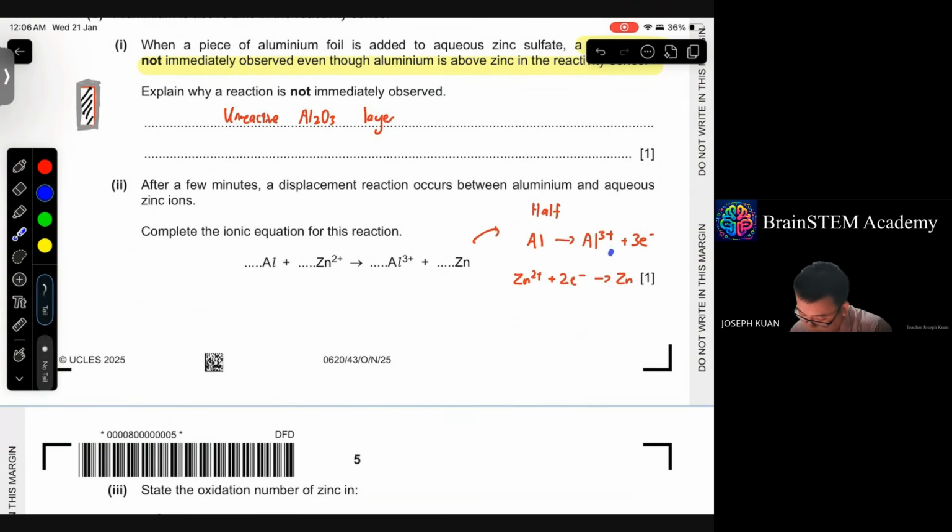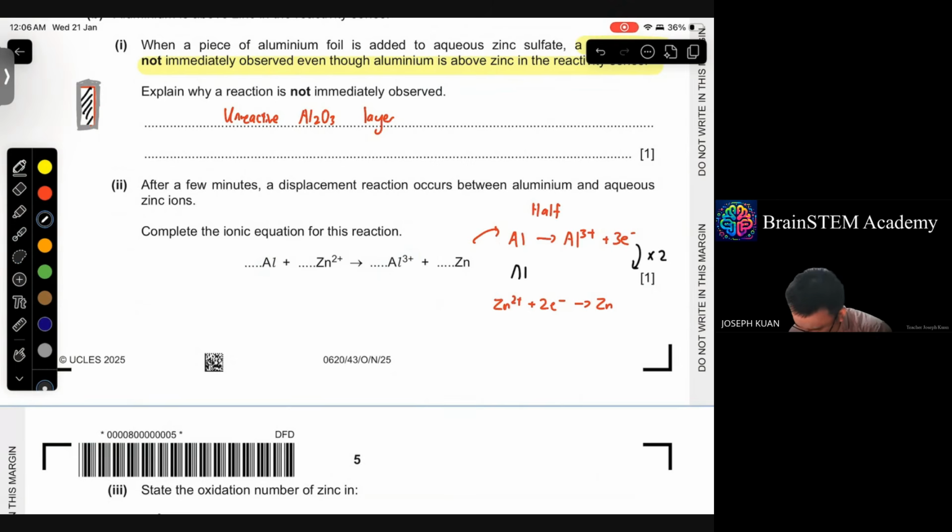How do I know about the electrons? I look at the charge, okay? So to form +3, it must lose 3 electrons. To turn +2 to neutral, it must gain 2 electrons. To combine half equations together, we have to make the number of electrons the same. So that is done by multiplying this equation by 2. So I get 2Al becoming 2Al3+ plus 6e. And this one is times 3, I get 3Zn2+ plus 6e becoming 3Zn.